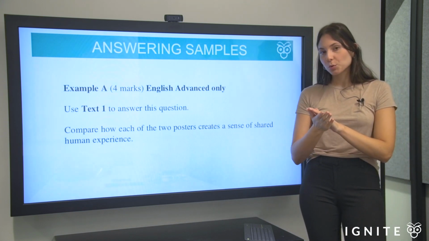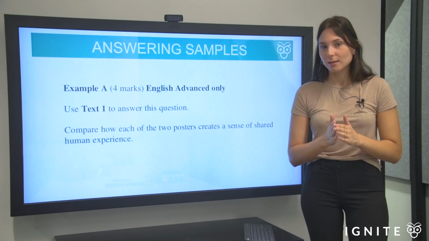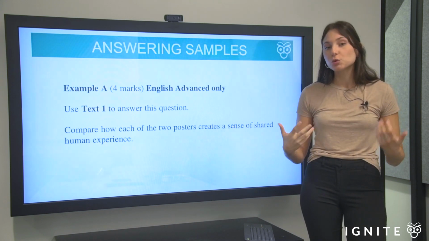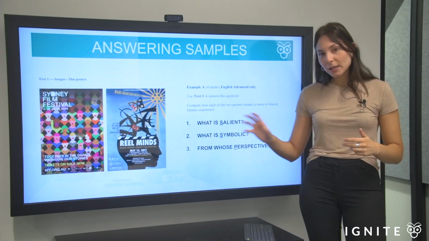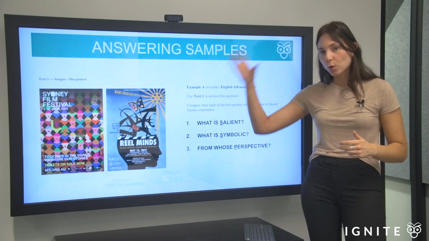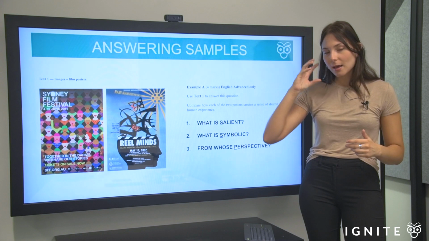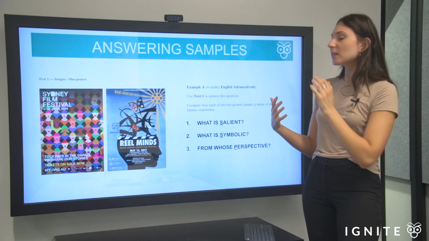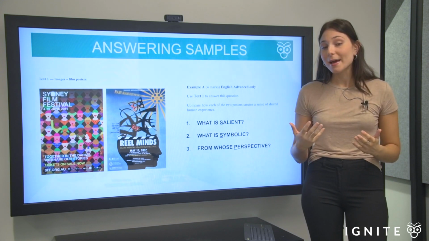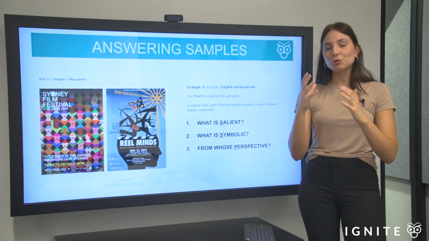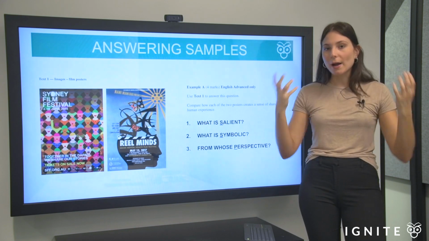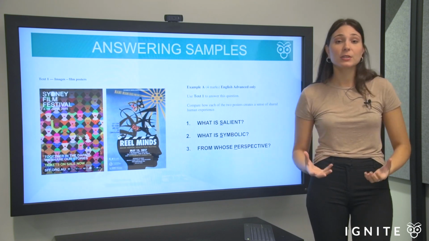So we've looked at the question, we know our concept that we're addressing here is shared human experience, and we're dealing with posters, with visual texts. If I'm looking at the text in the exam, I've got the question at the forefront of my mind, and I'm thinking about unpacking visuals. To unpack visuals, I like to give students this acronym, SSP, because it gives you some key formal features of visuals that will help you draw out how these texts have been constructed and give you techniques.